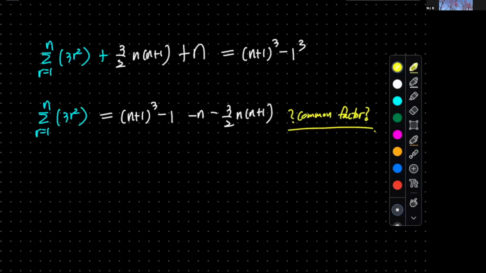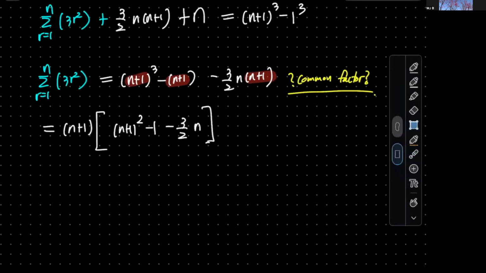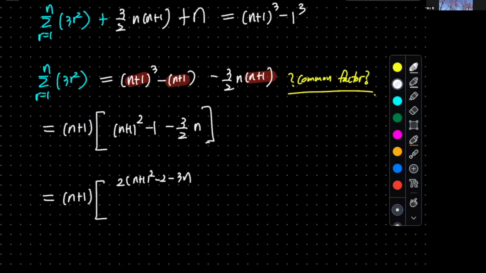Close. Unfortunately, it wouldn't be a good choice because it does not factorize these. Yes, very good. n plus 1 would be a good choice. If you look at the second and third term, I can factorize by the negative. Then I see the common factor of n plus 1. That is great. Then I have (n plus 1) squared minus 1 minus 3 over 2 n. Why not? Then I should put it into the common denominator. Then it's going to be 2 times (n plus 1) squared minus 2 minus 3n, over 2.